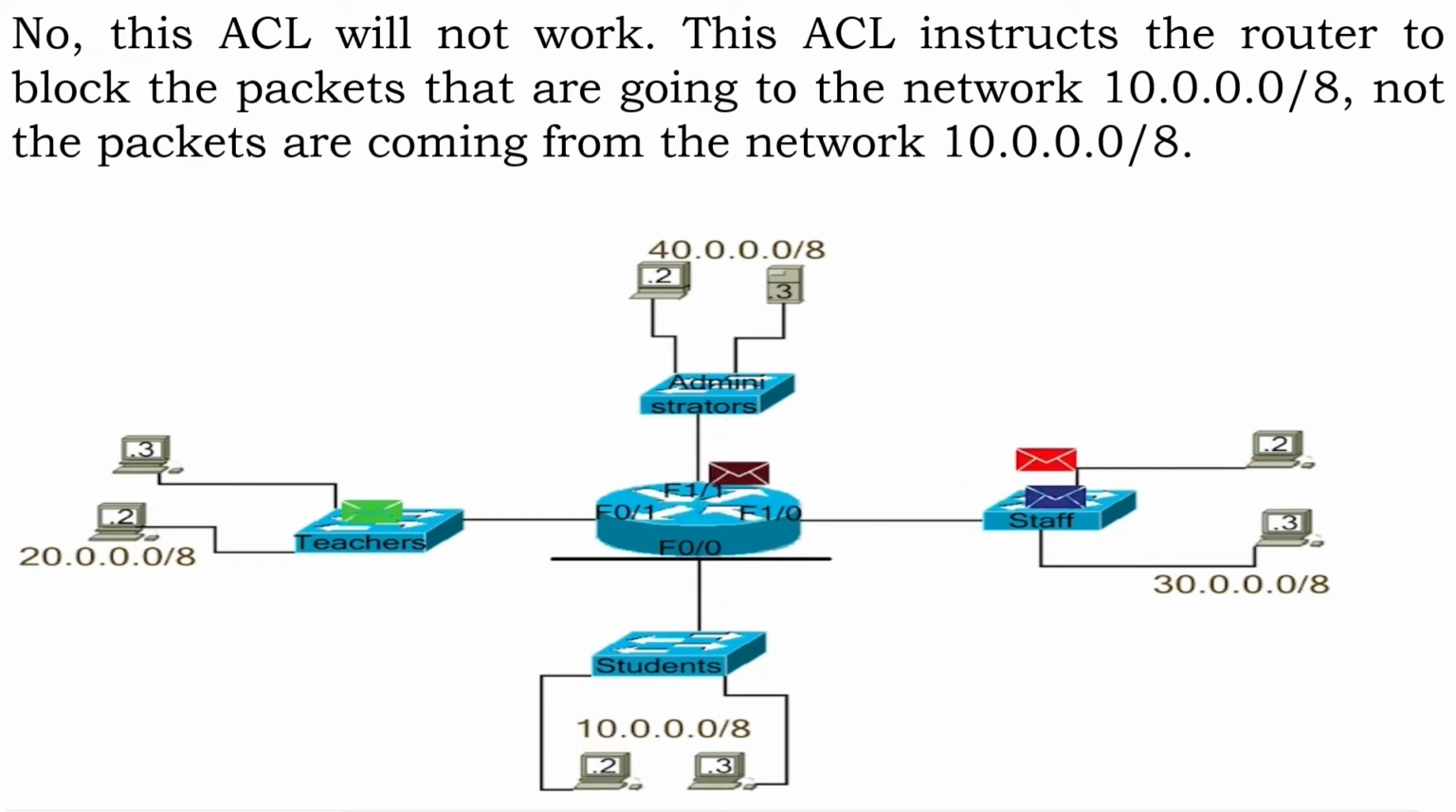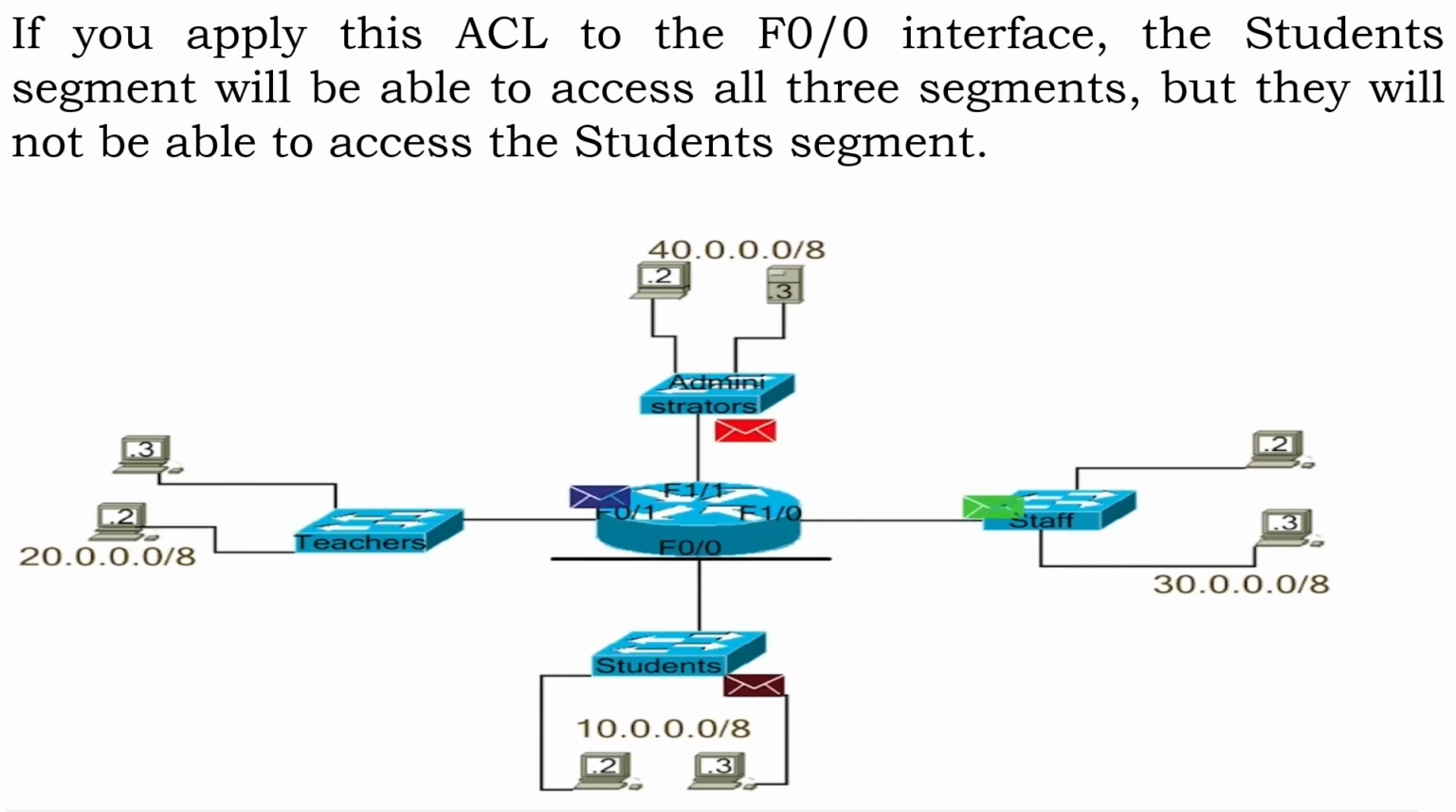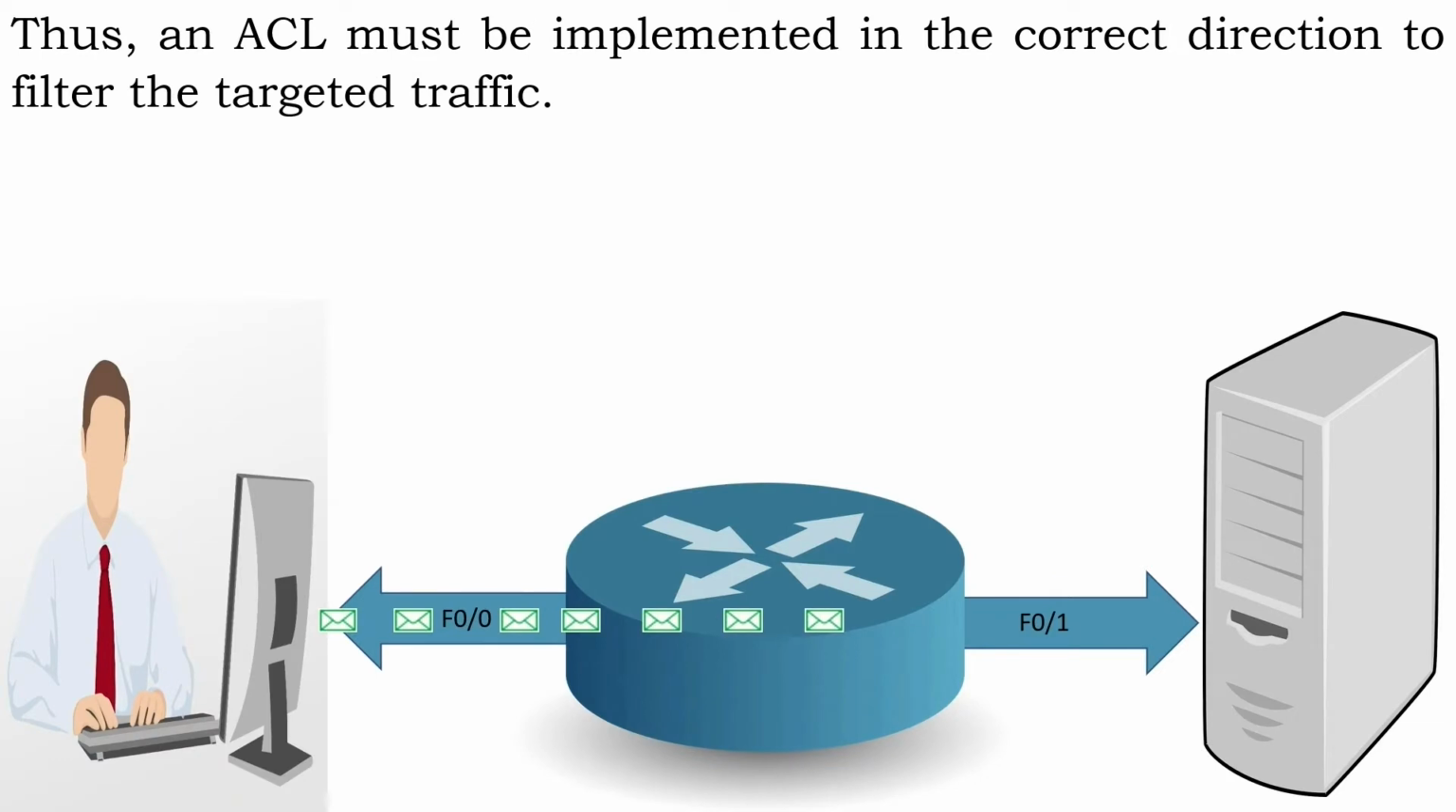This ACL instructs the router to block the packets that are going to the network 10.0.0.0/8, not the packets that are coming from the network 10.0.0.0/8. If you apply this ACL to the F0/0, the student segment will be able to access all three segments, but they will not be able to access the student segment. Thus, an ACL must be implemented in the correct direction to filter the targeted traffic.